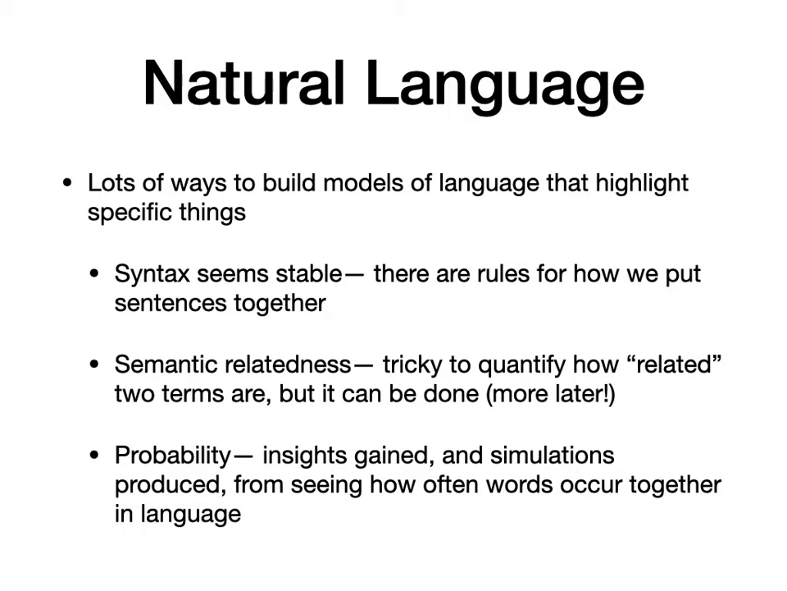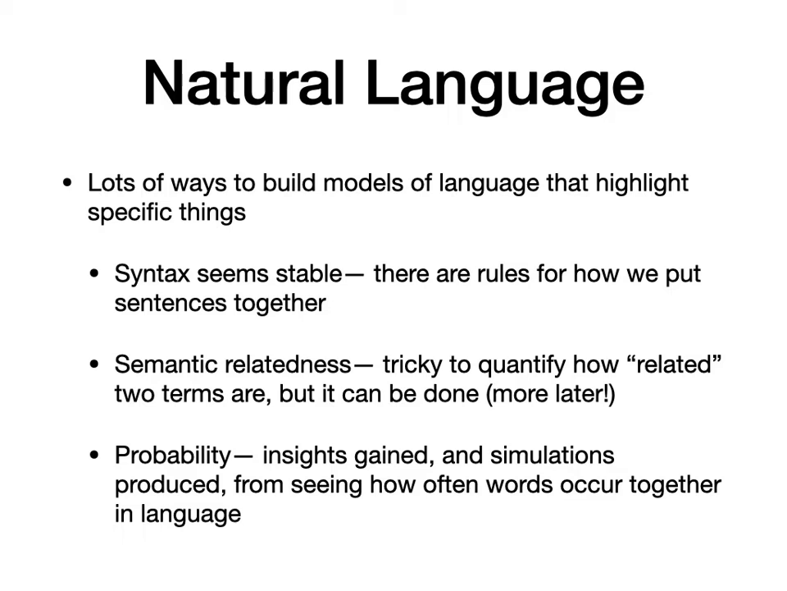So anyway, the things that we're able to really focus on, we have some understanding. Syntax seems like a pretty stable thing to model, right? There are some pretty solid rules on how we put sentences together. It doesn't hit every possible case. Like I said, there are lots of ways for us to take pretty ungrammatical information and still construct meaning out of it. But it's one piece of the puzzle. There's also ways of doing semantic relatedness, which we'll touch on in the future, but it can be tricky to quantify how connected two terms are. What does that even really mean? How are they related to one another? But it can be done.